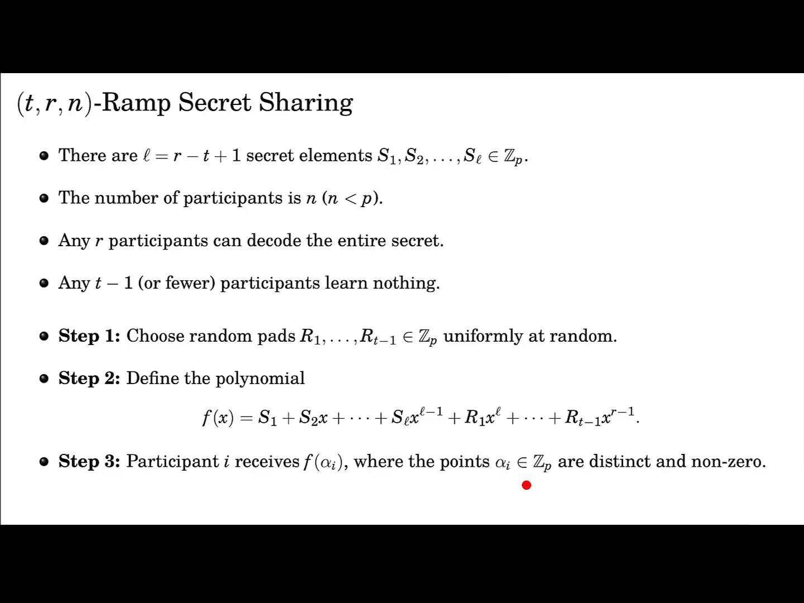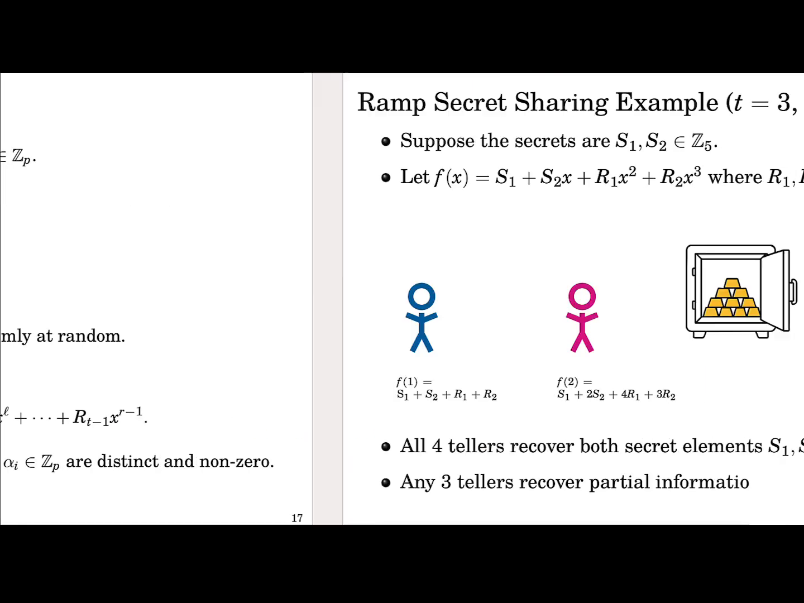and that's the reason for these points to exist. That's why you need P to be larger than N. So very similar to Shamir, but just adding more coefficients here for the secret. And so let's look at an example.